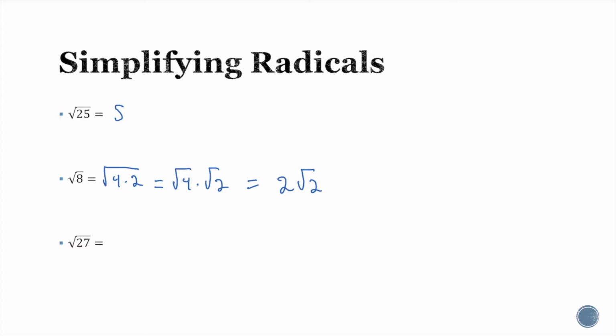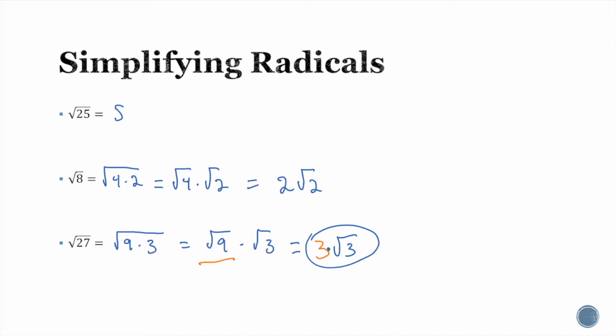One more time. I have the square root of 27. Again, I can't take the square root of that, so I need to break it up. We have 9 times 3. Then that leads me to the square root of 9 times the square root of 3. And the square root of 9 is 3. And the square root of 3 is an irrational number again. We leave it. And so now I have 3 times the square root of 3 as my fully simplified expression.